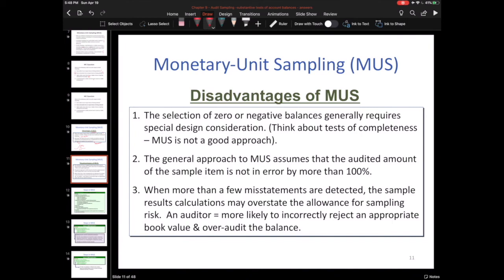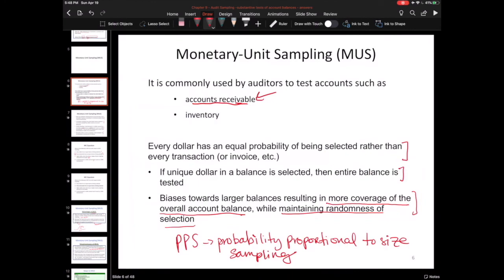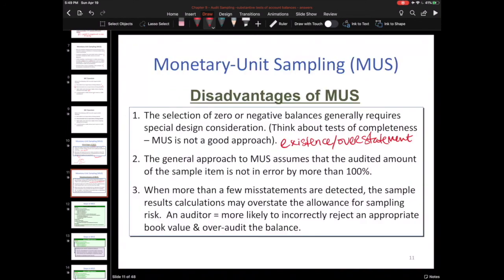So MUS is really good for tests of existence or tests of overstatement. It is a really bad test of completeness or test of understatement. If you think about this, it makes sense. Going back to the earlier slide, every recorded dollar has an equal probability of being selected. I know it didn't say recorded there, but it goes without saying. So every recorded dollar has an equal probability of being selected for the sample, but unrecorded dollars don't have a chance of being selected. So MUS is not a good test of completeness. Only positive dollars in the sample have that equal chance of getting picked.